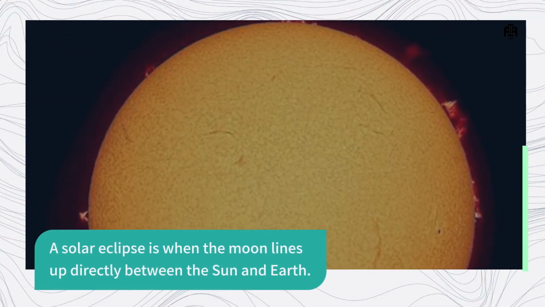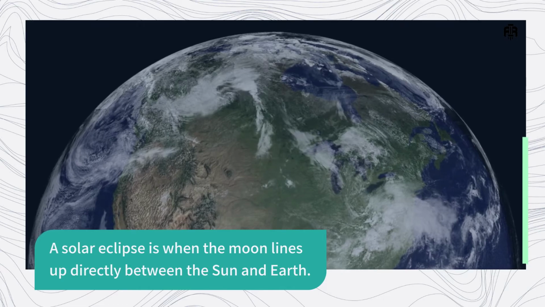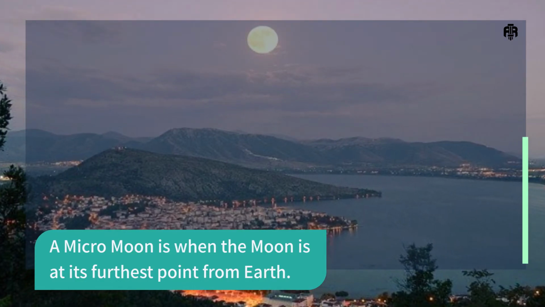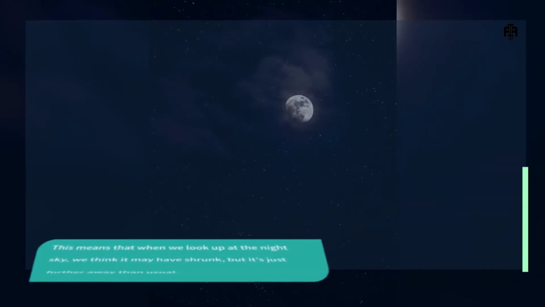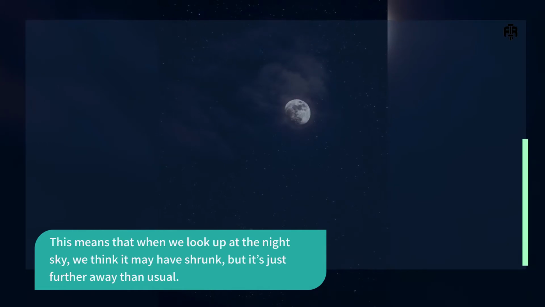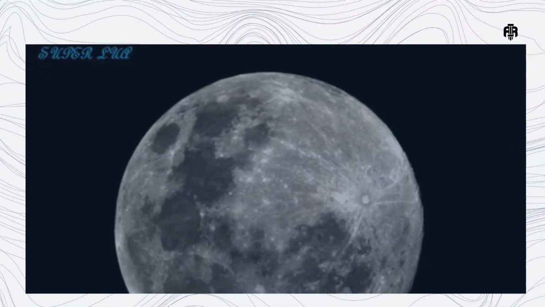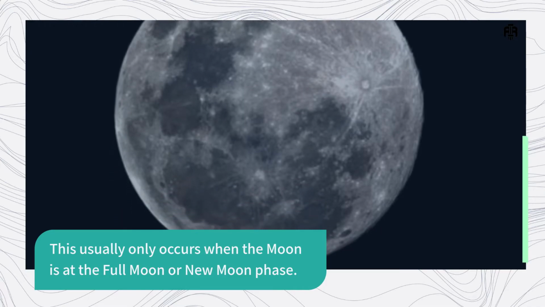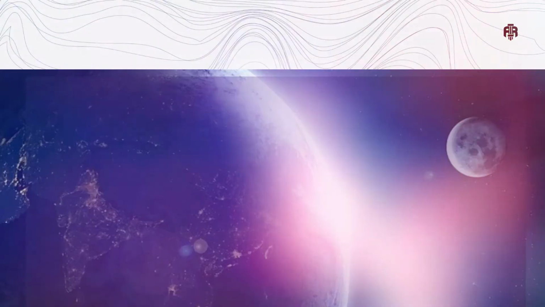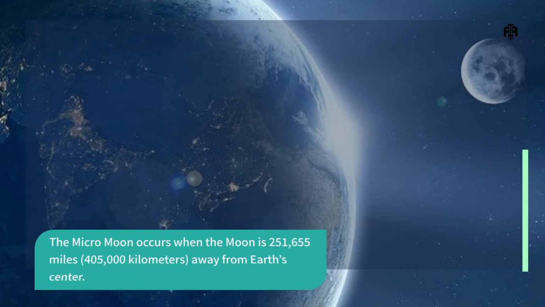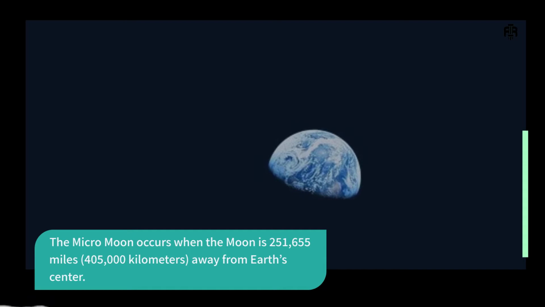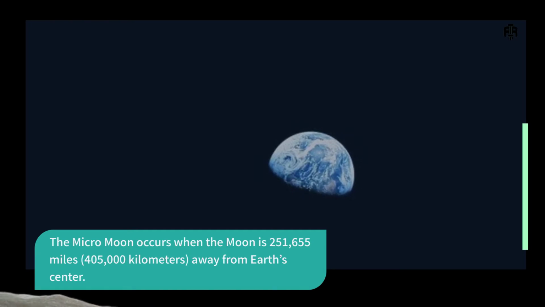A solar eclipse is when the moon lines up directly between the Sun and Earth. A micromoon is when the moon is at its furthest point from Earth. This means that when we look up at the night sky, we think it may have shrunk, but it's just further away than usual. This usually only occurs when the moon is at the full moon or new moon phase. The micromoon occurs when the moon is 251,655 miles, 405,000 kilometers, away from Earth's center.